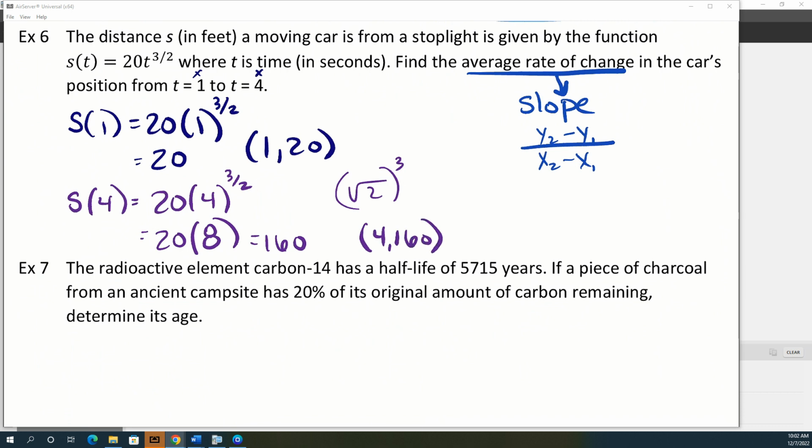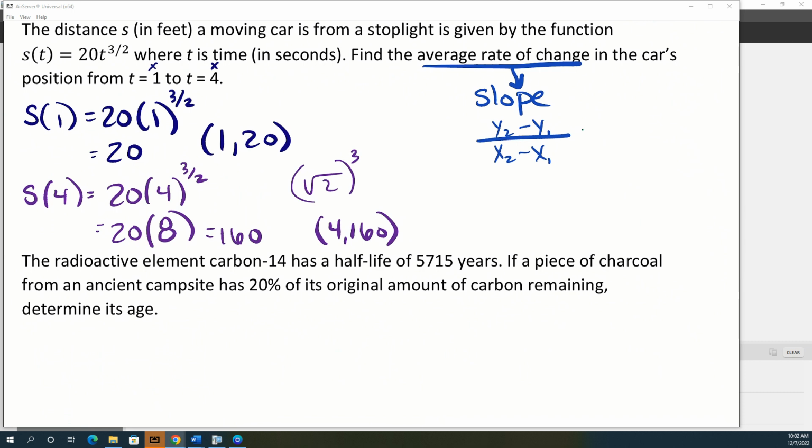And then from here, we're just going to do the slope formula. And this one doesn't reduce. It's okay. We get 140 over 3. So what do you guys think the unit should be for the average rate of change for a distance? So that 160 and 20, what were they? Were they feet or were they seconds? They were feet. So it's going to be feet on the top, seconds on the bottom. So feet per second is the average rate of change for a distance. Just a velocity.